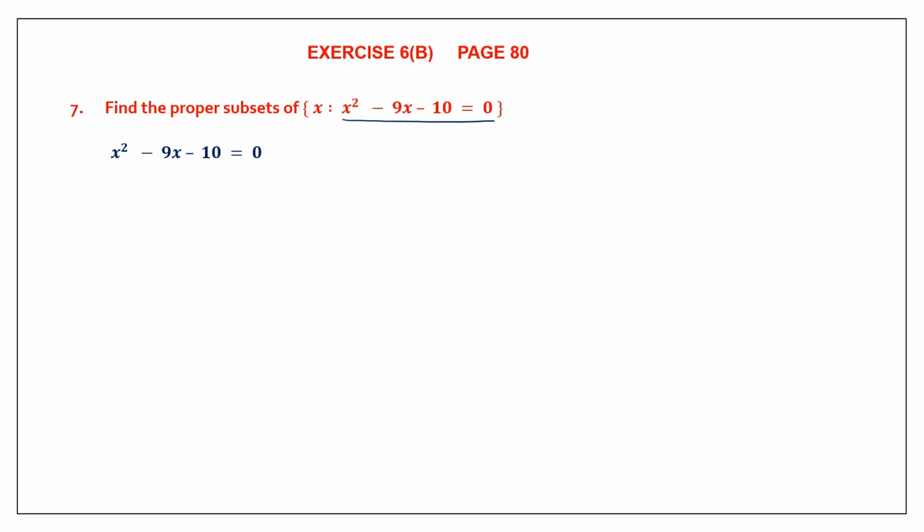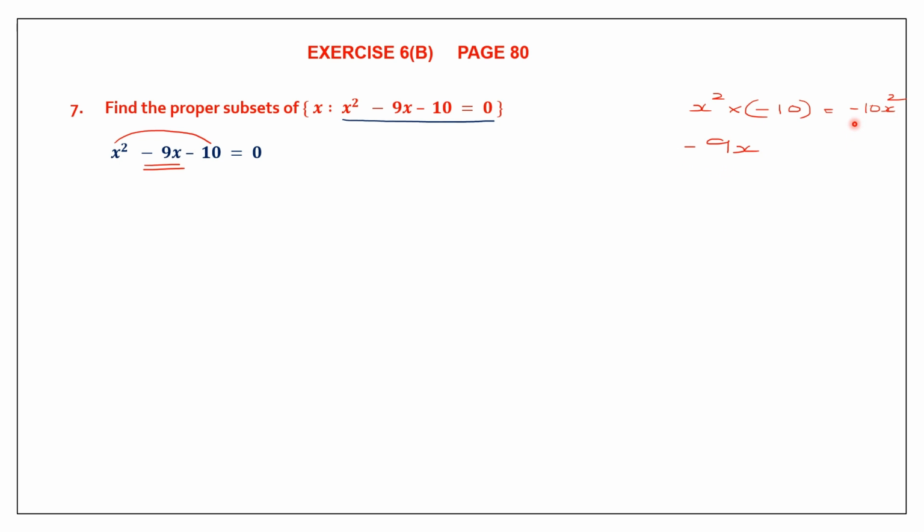So let's take this equation x square minus 9x minus 10. Now we are going to split this middle term. How are we going to do that? First we multiply these two, that is x square into minus 10. X square into minus 10 will give us minus 10x square. Now let's look at the middle term. Middle term is minus 9x. Now we have to get two terms in such a way that when you multiply you get minus 10x square, and when you add you get minus 9x.